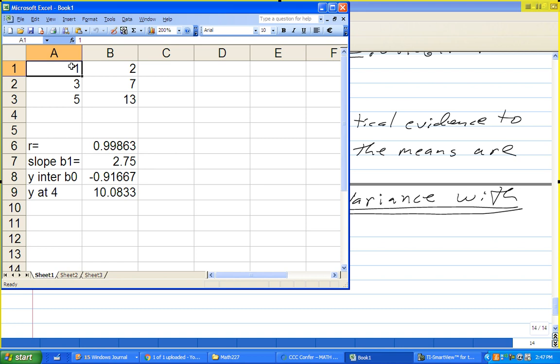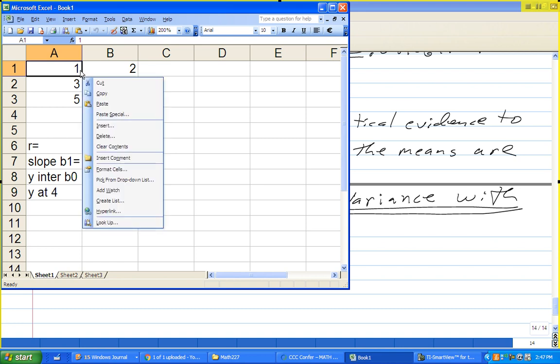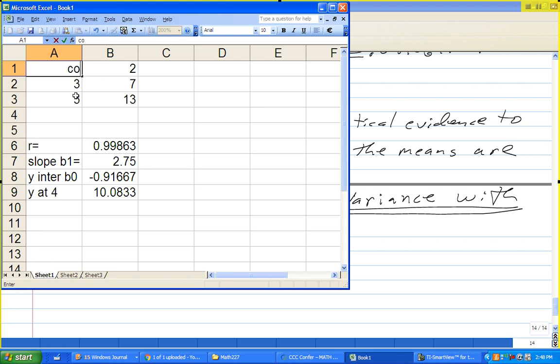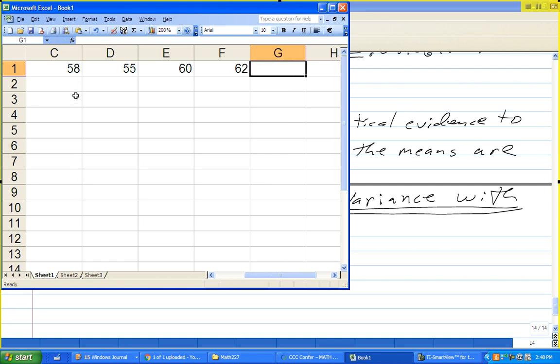Let's put in the data. I'll call this Corporation 1: 49, 58, 55, 60, 62. That'll be it for that one.